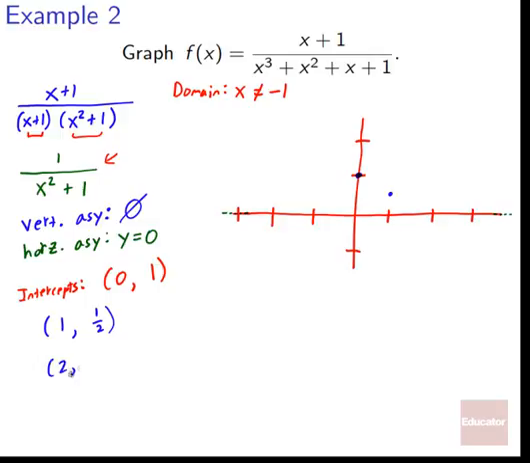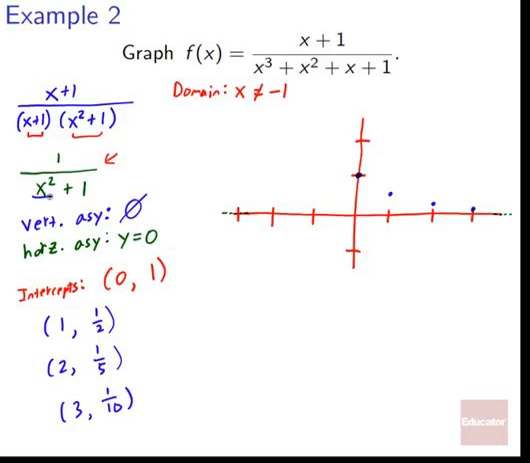We plug in positive 2, 1 over 2 squared, 4 plus 1, so 1 over 5, 1 fifth. We're getting pretty low here. Plug in 3, 1 over 3 squared, 9 plus 1. So 1 over 10, we get 1 tenth. Now we're getting really low. So we get crushed down pretty quickly there. What about on the left side? Well, hey, look, it's x squared.